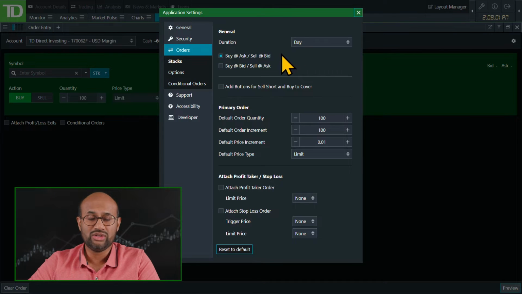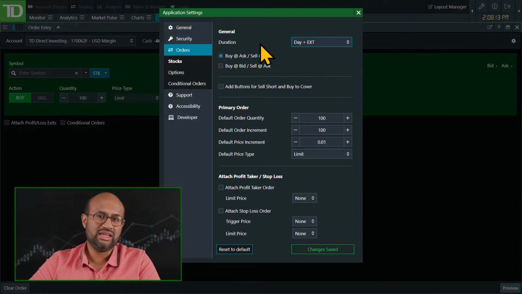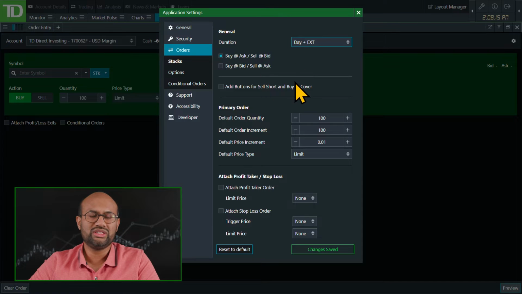So one of the things that you can do first and foremost is choose the duration. Do you typically trade day orders? Do you typically want to have them always set to GTC? Do you want them good till date? So you can pick this. Do you always want them day plus EXT, for example? So that can always default.